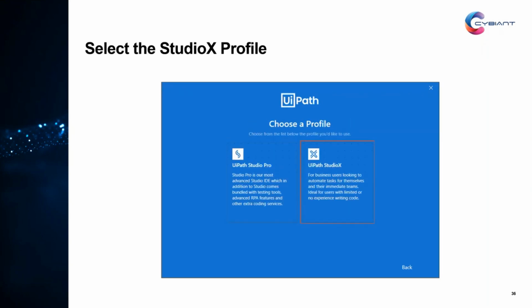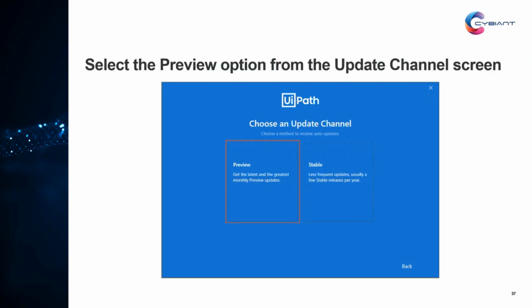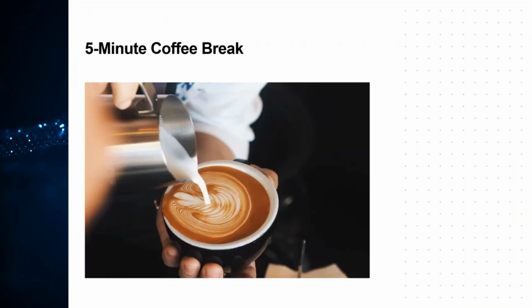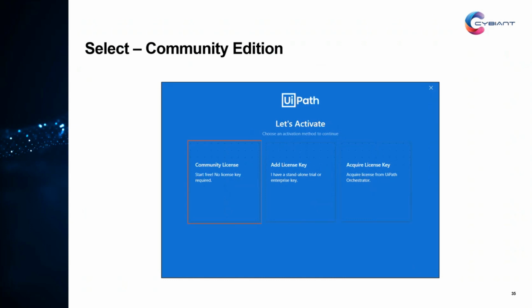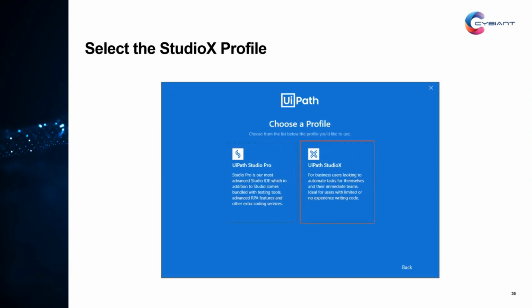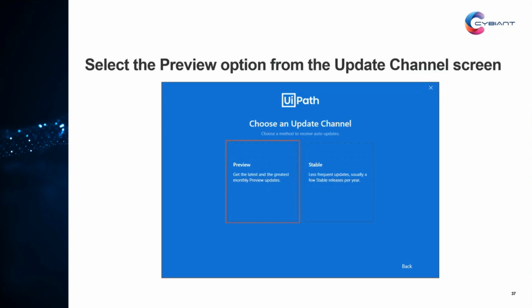When you select Studio X, it will ask whether you want the preview or the stable version. We recommend using the preview version so that you get the latest updates from UiPath. So remember these three parts: once the installation is done, you choose the activation method, which is the community license, and no license key is required. Then we choose the Studio X profile and choose the update channel, which is the preview.